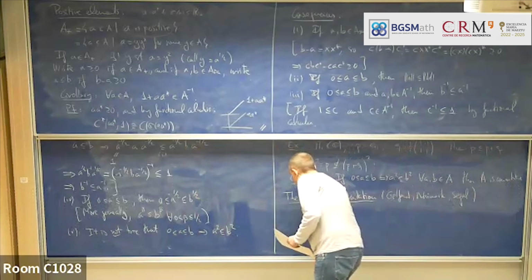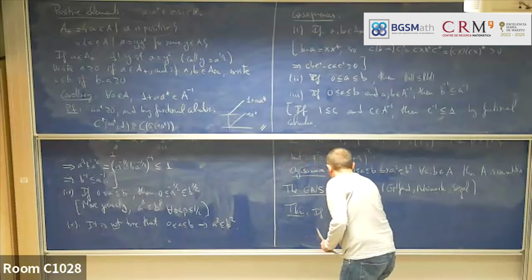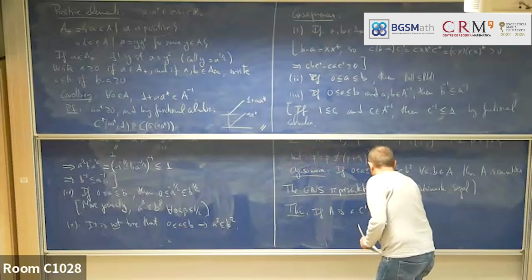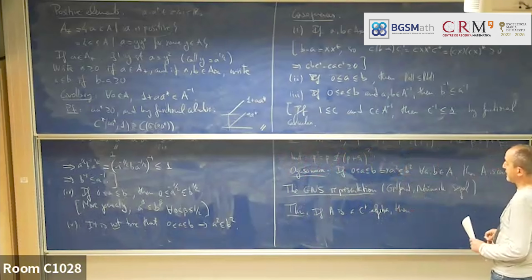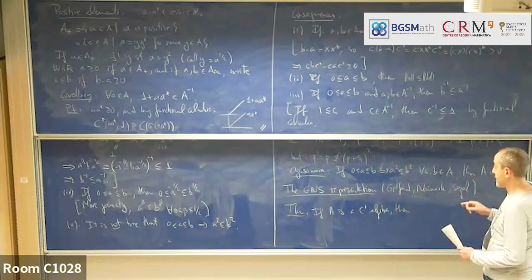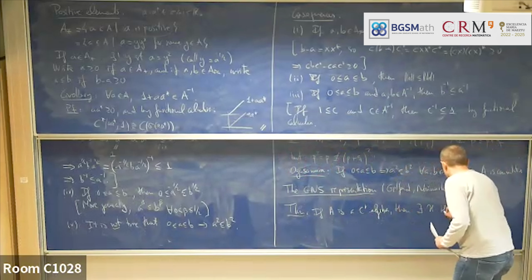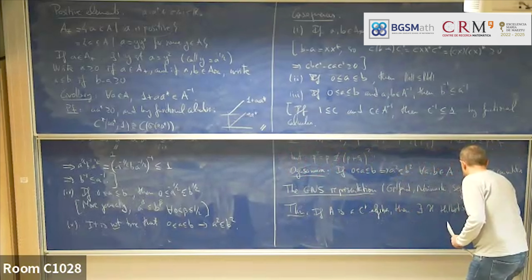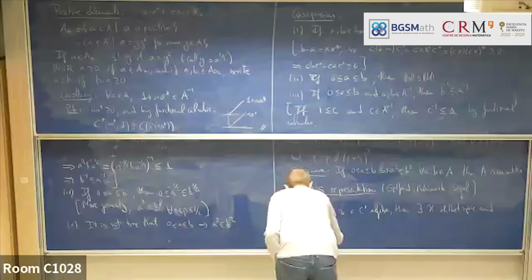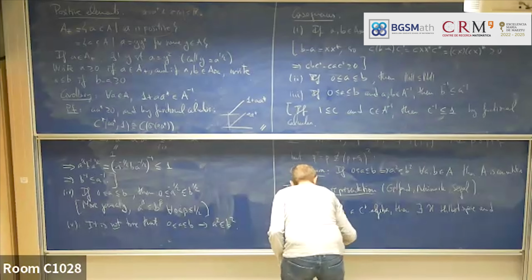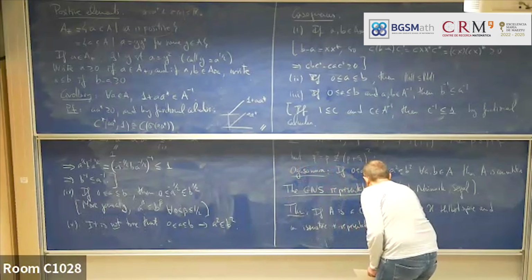So I just state the theorem. If there is a C-star algebra, then one can concretely represent A as a C-star algebra over a Hilbert space. So there's this Hilbert space and an isometric representation.